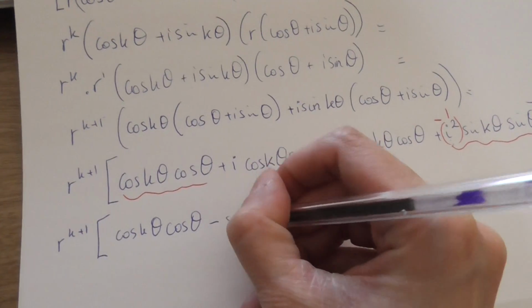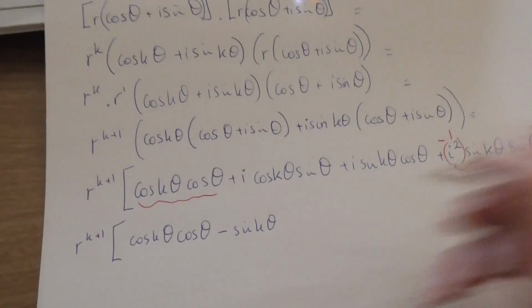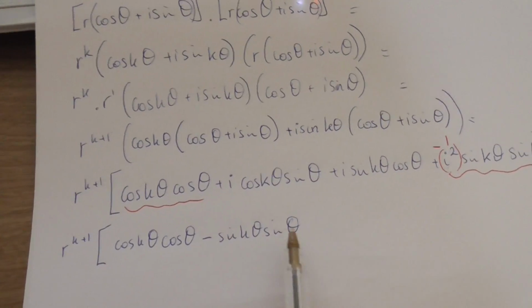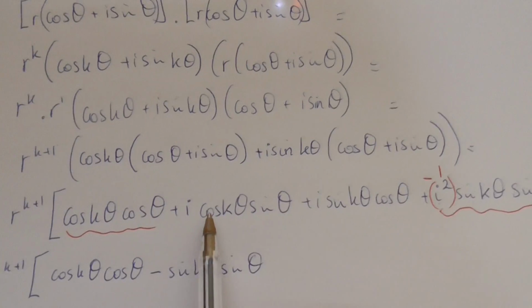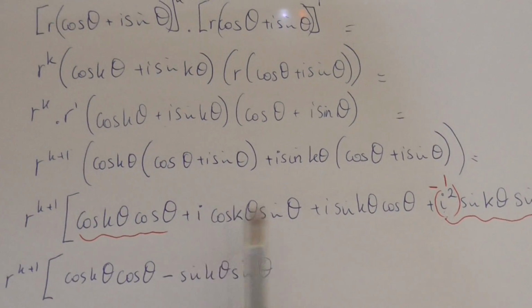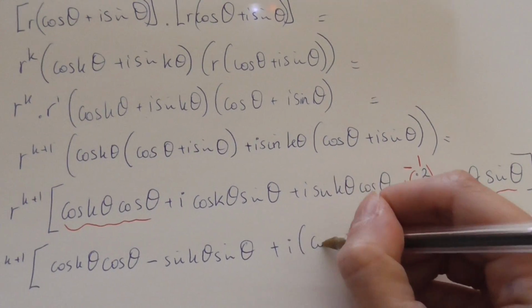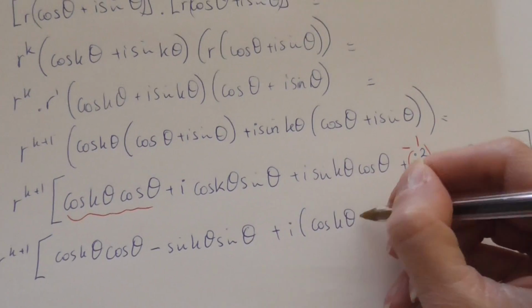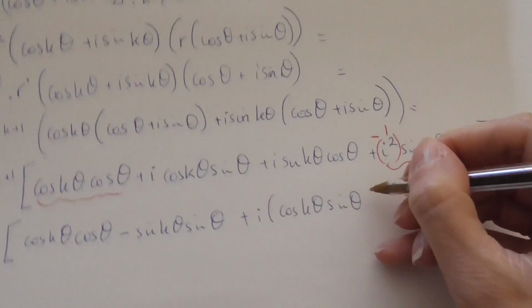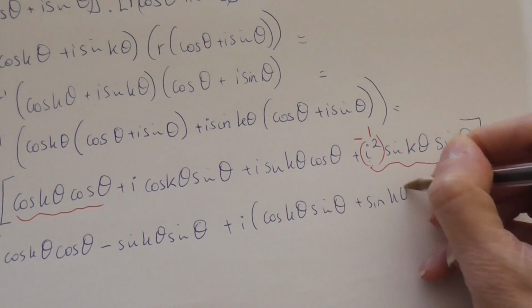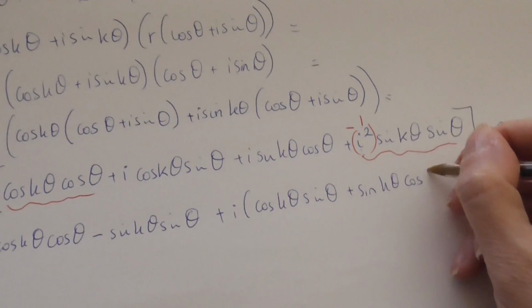Minus sine k theta sine theta. So that's all my real part, and then the imaginary part is these two terms. If I factor i out straight away, plus i bracket, I'm going to get cos k theta sine theta plus sine k theta cos theta.